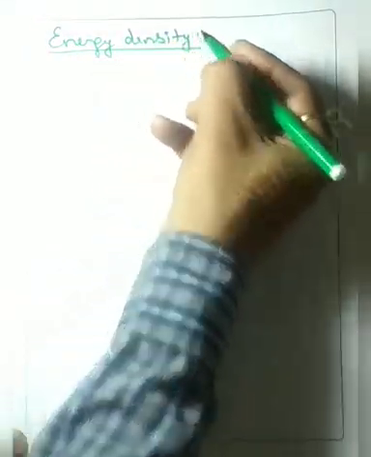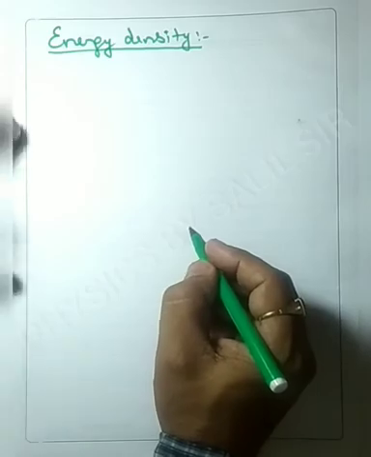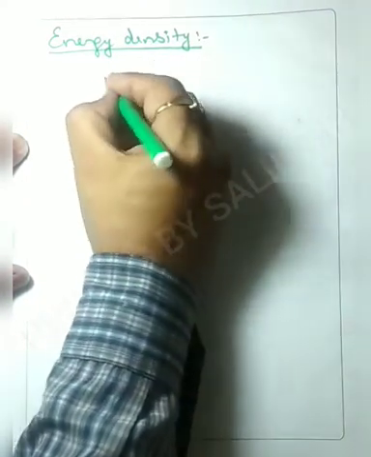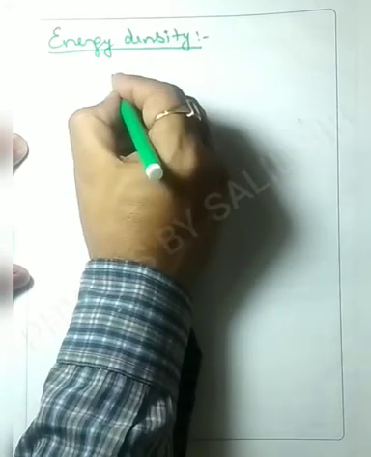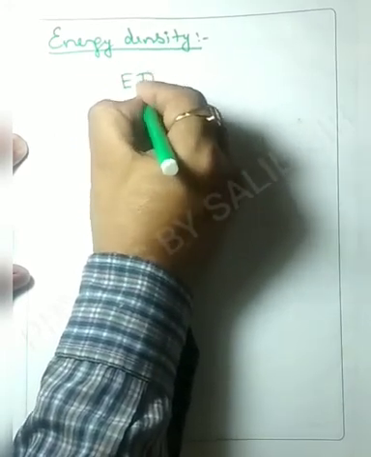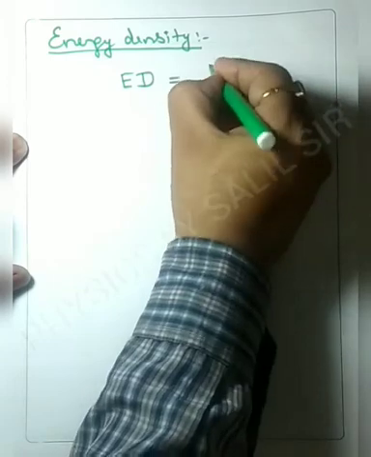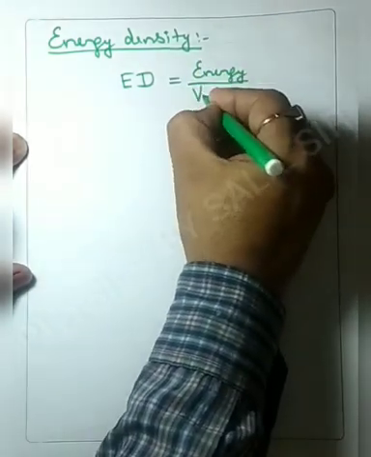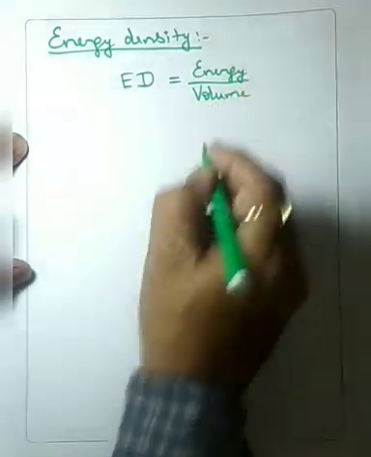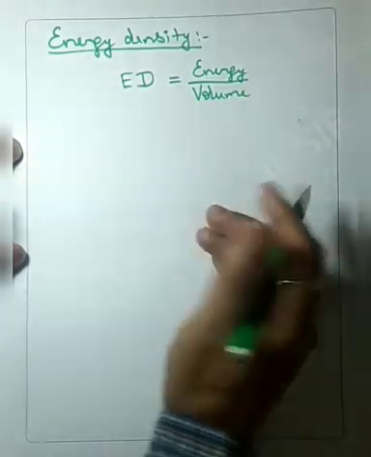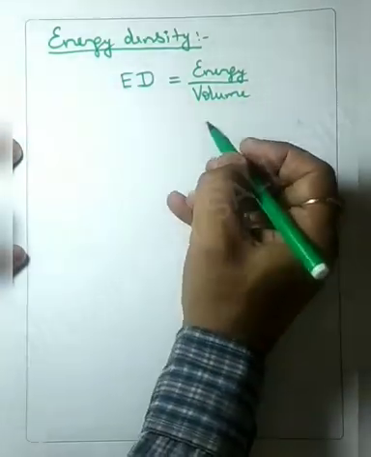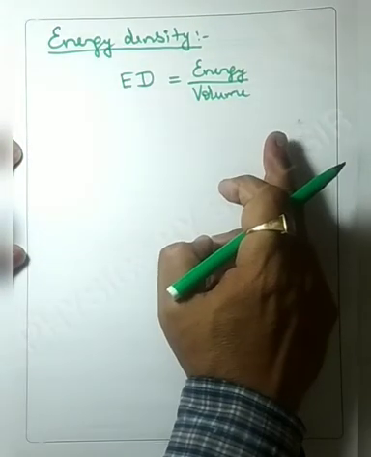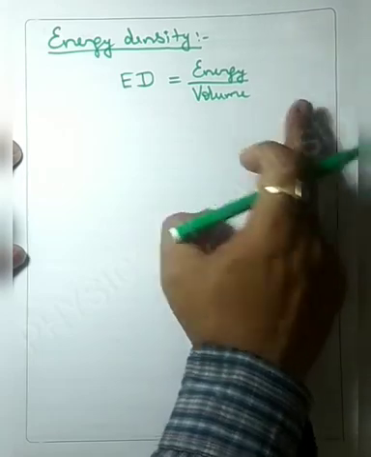First of all, we have to know this. What is energy density? Suppose energy density is represented by ED. Energy density ED is equal to energy upon volume. So we can say that energy density is the ratio between the energy and volume of any capacitor.